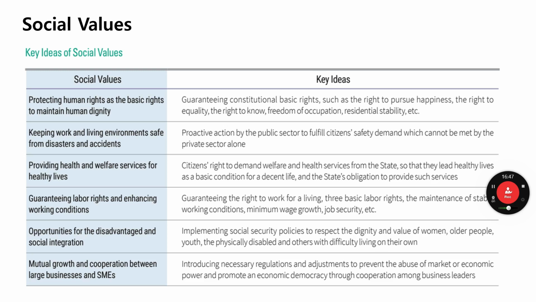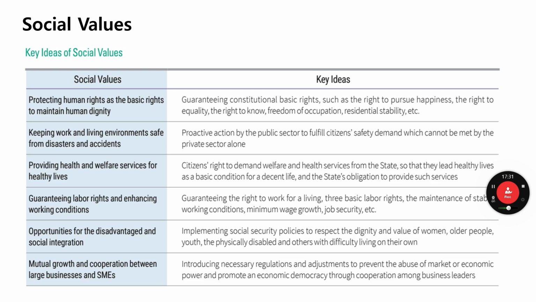The second is keeping work and living environments safe from disaster and accident. The key idea is proactive action by the public sector to fulfill citizen safety demands which cannot be met by the private sector alone. The third is providing health and welfare services for healthy lives. Citizens have the right to demand welfare and health services from the state so that they lead healthy lives as a basic condition for a decent life, and the state has an obligation to provide such services.